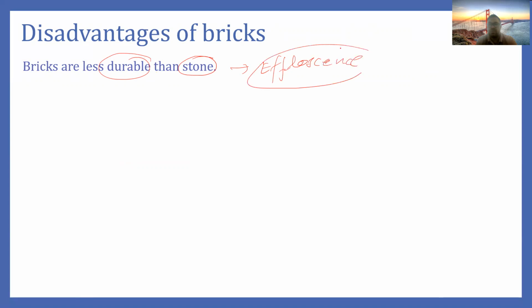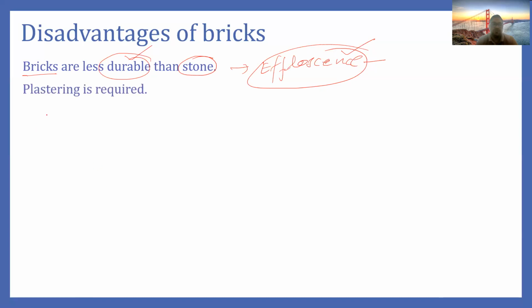This efflorescence is basically the appearance of white powder on the brick surface. This is because when alkalis and salts are present in the brick, they may react with the moisture available in the atmosphere, and with that there may be this defect called efflorescence. Efflorescence will ultimately disintegrate the brick, and ultimately the durability of the bricks will be less. So they are less durable than stone.